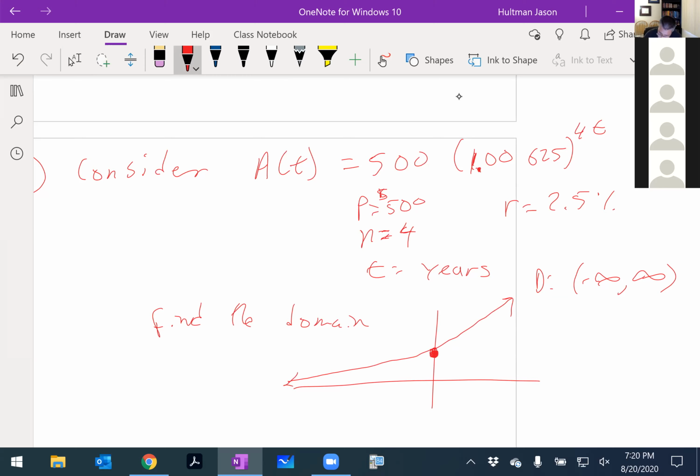Okay, so this is an exponential growth curve, right? Is there any value of t that is not on this curve? No, we can have all of them. What about the range? Can I have any y value? Can I let the initial investment be negative?